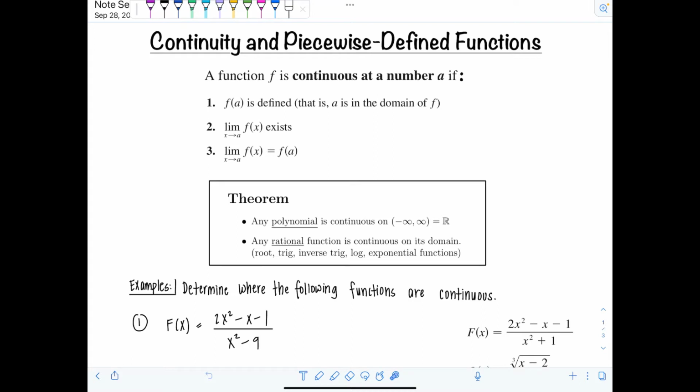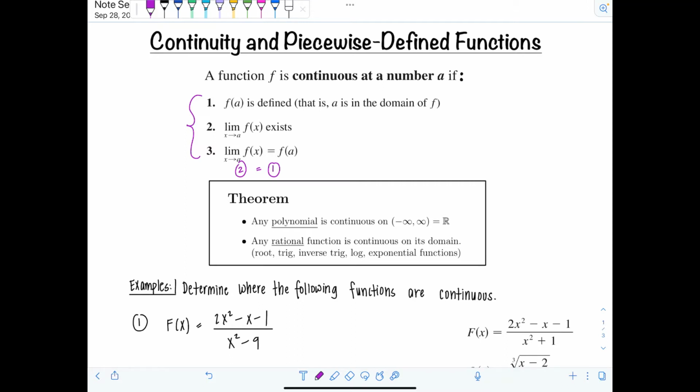The first is that f of a is defined, meaning that a, that value, is in the domain of f. Second condition is that the limit as x approaches a of f of x exists. And then the third condition basically says that that limit, the result from condition 2, is equal to the function value from condition 1. So these are the three parts of the definition that you need to make sure are satisfied when determining if a function is continuous at some value.